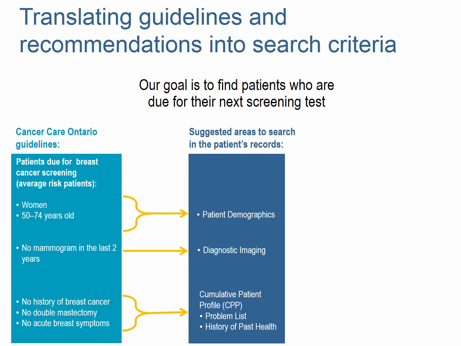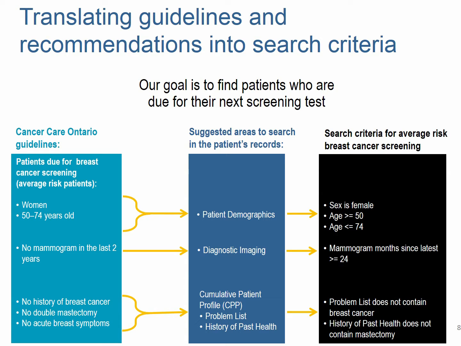Once you have an idea on where you will search for the data, the last box illustrates how you can define the rules of what you will be searching for. So, in the age and sex fields, you're looking for patients 50 to 74 years old and female. In the mammogram field, you're looking for recent results more than 24 months ago. And in the cumulative patient profile, you're looking to exclude patients based on their medical history, like a diagnosis of breast cancer or a previous mastectomy.